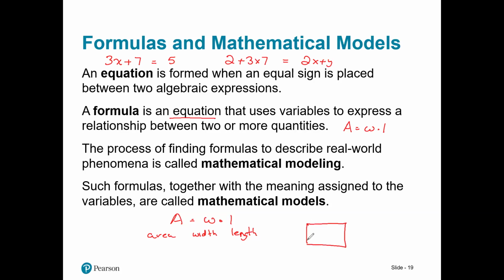So if I give a box and I ask for area, we know that this is the width and this is the length. That's what we call mathematical modeling: we have a formula and we know what the variables are supposed to represent.